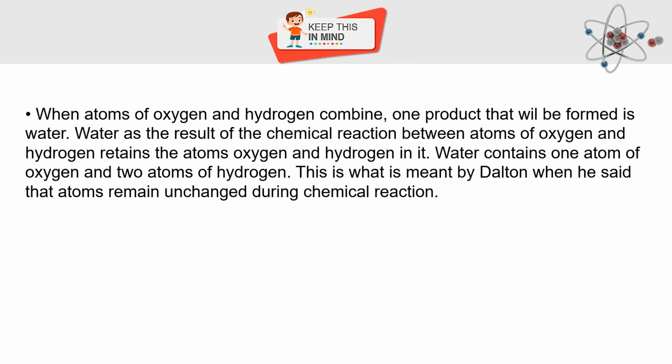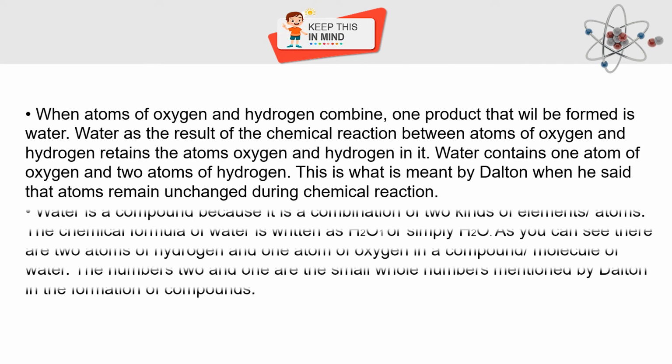When atoms of oxygen and hydrogen combine, one product that will be formed is water. Water, as a result of the chemical reaction between atoms of oxygen and hydrogen, retains the atoms of oxygen and hydrogen in it. Water contains one atom of oxygen and two atoms of hydrogen. This is what is meant by Dalton when he said that atoms remain unchanged during chemical reaction.